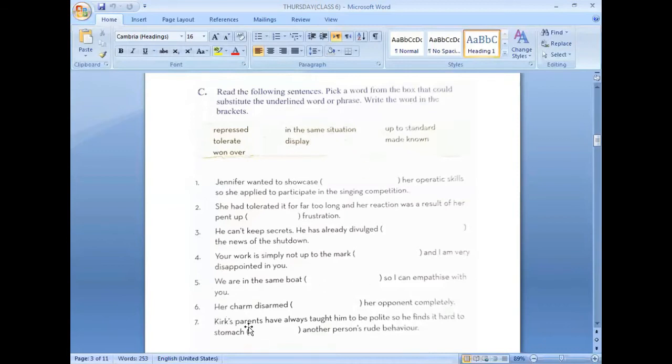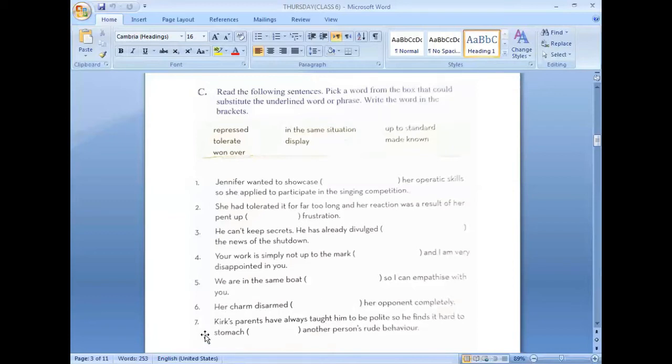Number six, her charm disarmed, dash, her opponent completely. So what does disarmed mean? That means to make someone like you, especially when they had not accepted. You are making someone like you and that person did not accept to like you. Okay? So disarmed means won over. Her charm won over her opponent completely. So this word is being substituted by the phrase won over. Okay, number six answer is won over.